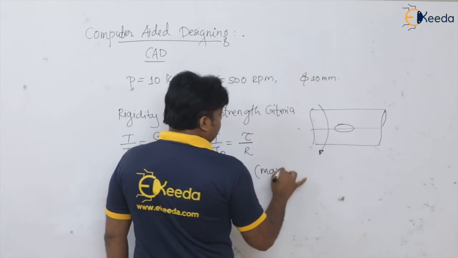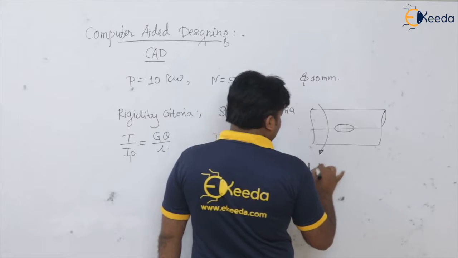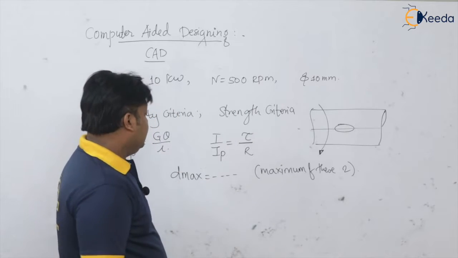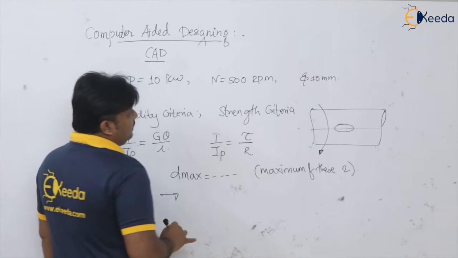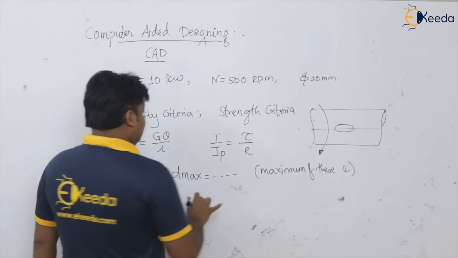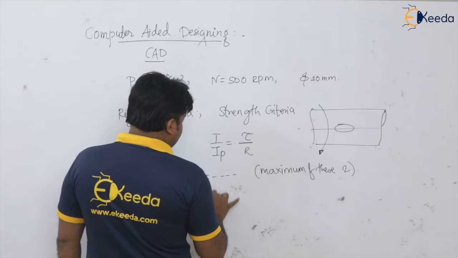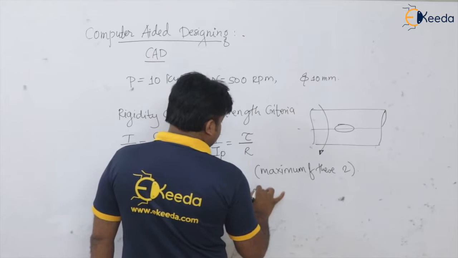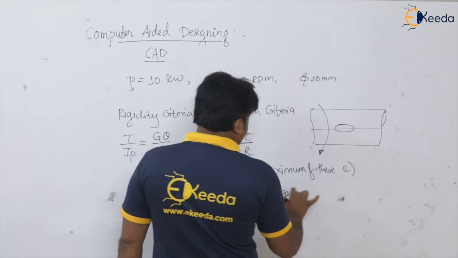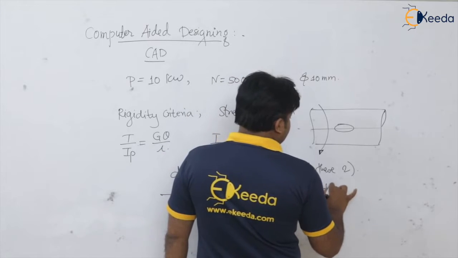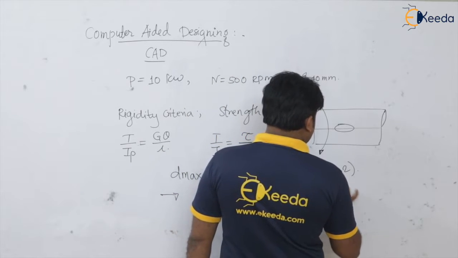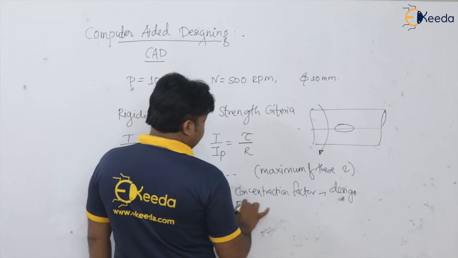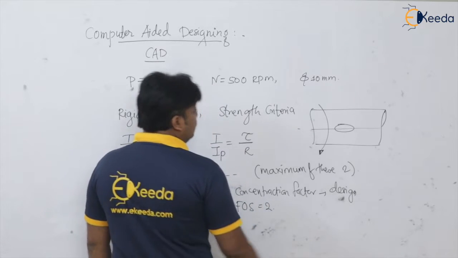Now see, from this, whatever diameters we are getting, the D max, that is the maximum of these two, is our diameter that we are considering in the design. And at the same time, what things are to be calculated? We have to determine the value of the stress concentration factor. Okay, and generally in conventional designing we take the factor of safety as 2.